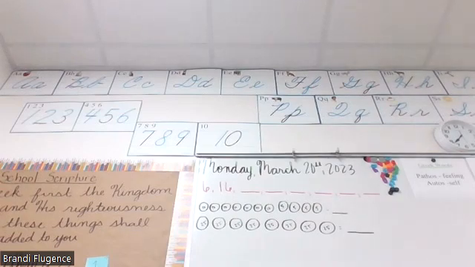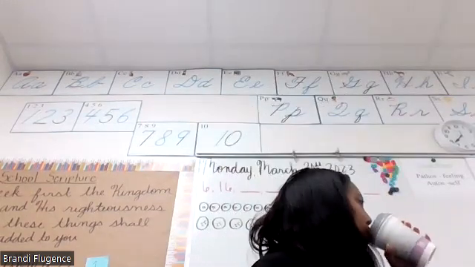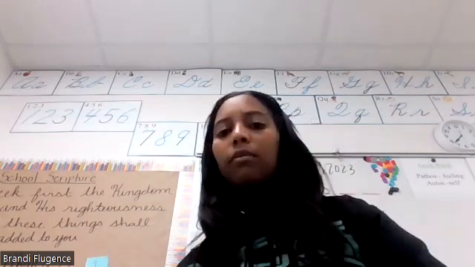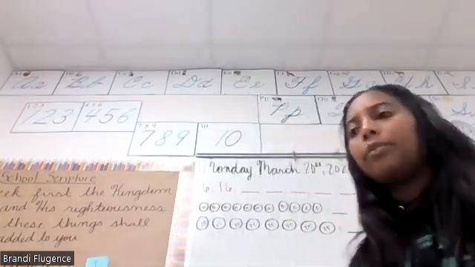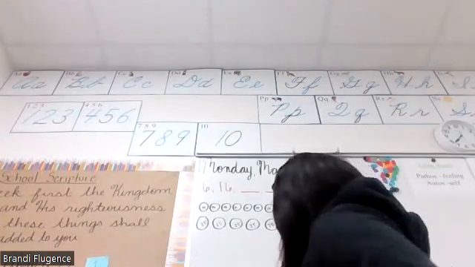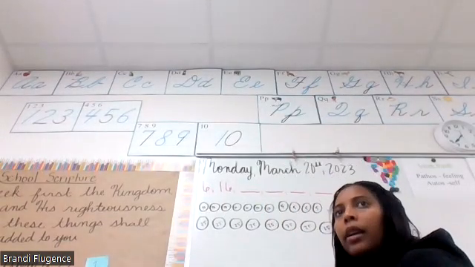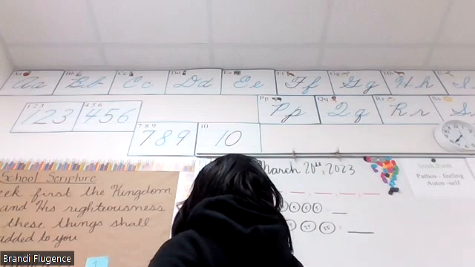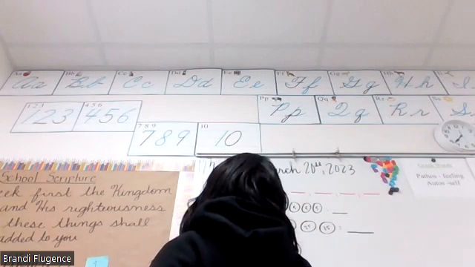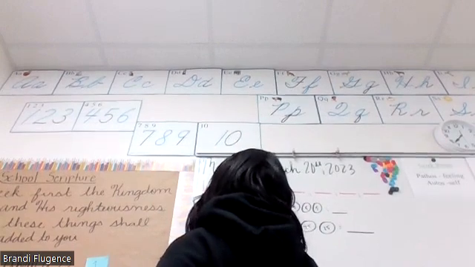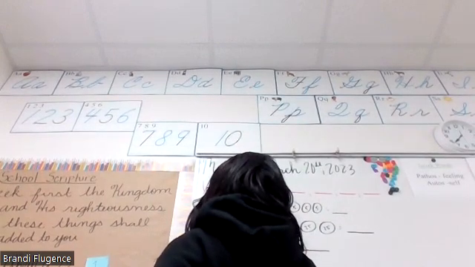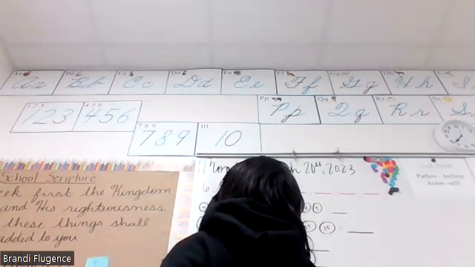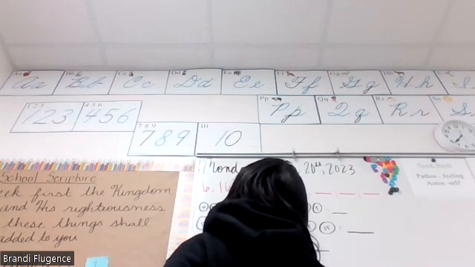All right, Asa, 4 minus 2. 4 minus 2 equals 2. Thank you. Next one. 16 minus 8 equals 8. 8 minus 7 equals 1. 5 minus 3. 5 minus 3 equals 2.